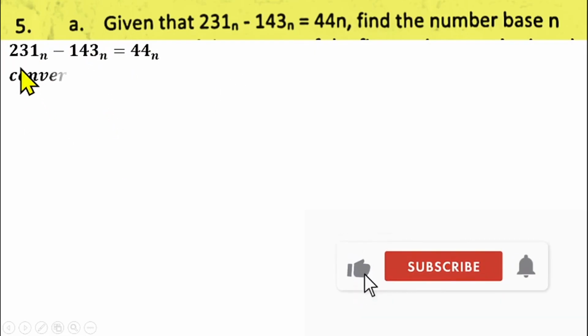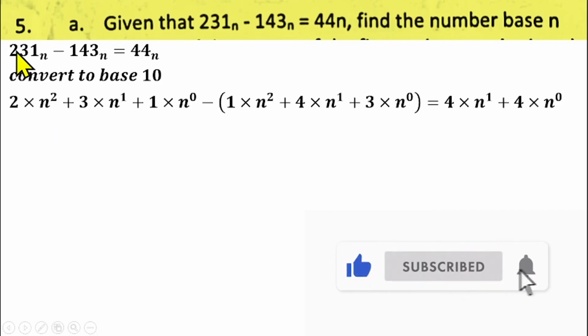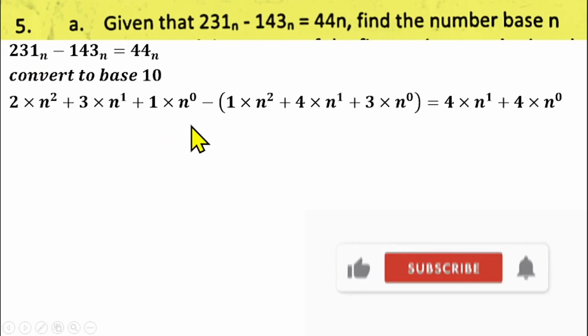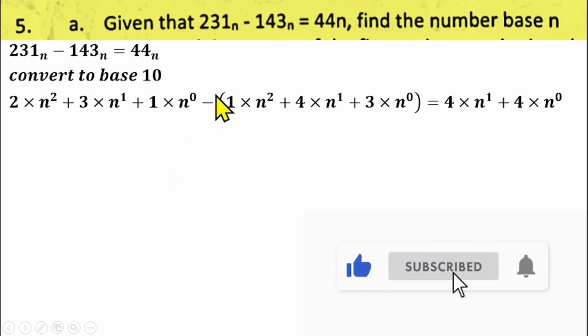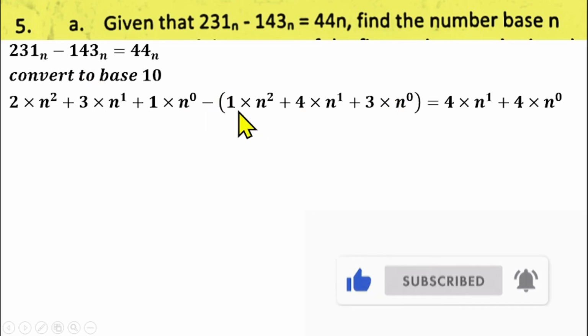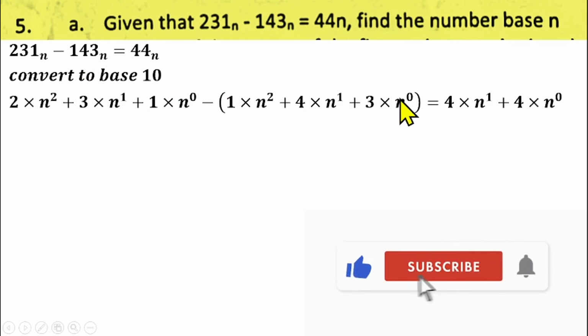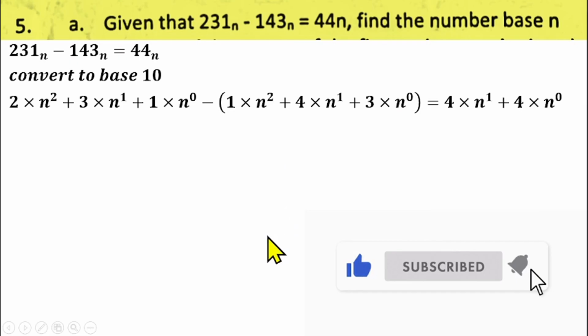So that should give us 2 times n raised to power 2 plus 3 times n raised to power 1 plus 1 times n raised to power 0, then minus open bracket. There's a reason why we are opening a bracket here, because this minus will affect everything in the bracket. If you don't do this, you will get it wrong.